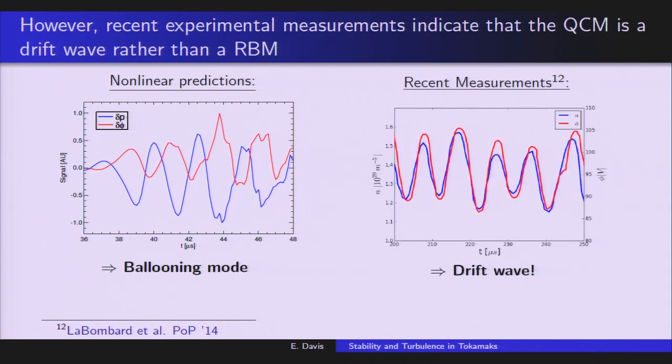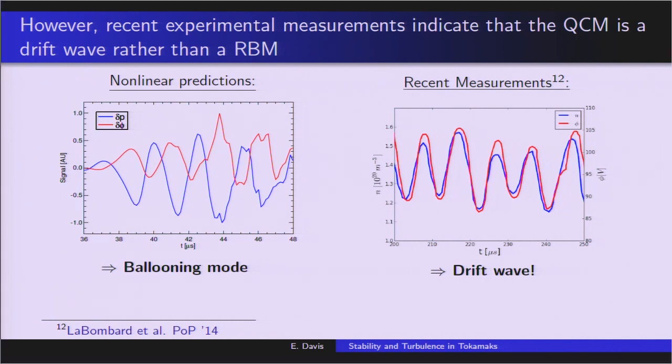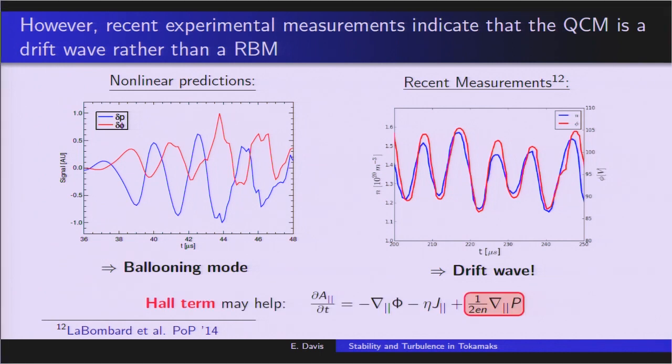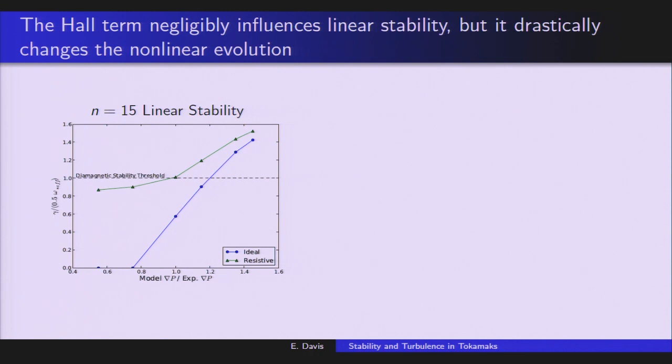However, some very recent measurements were done with a novel probe. And you see that the density and electrostatic potential are actually much more in phase, which is indicative of a drift wave, which is a totally different instability. So it seems like we were doing good, but apparently, at least in the microscopic physics, things are just not quite in agreement. So something we could try to do is add in this Hall term, this pressure gradient effect, into Ohm's law and see if that gives us what we would like to see, this drift wave-like relationship.